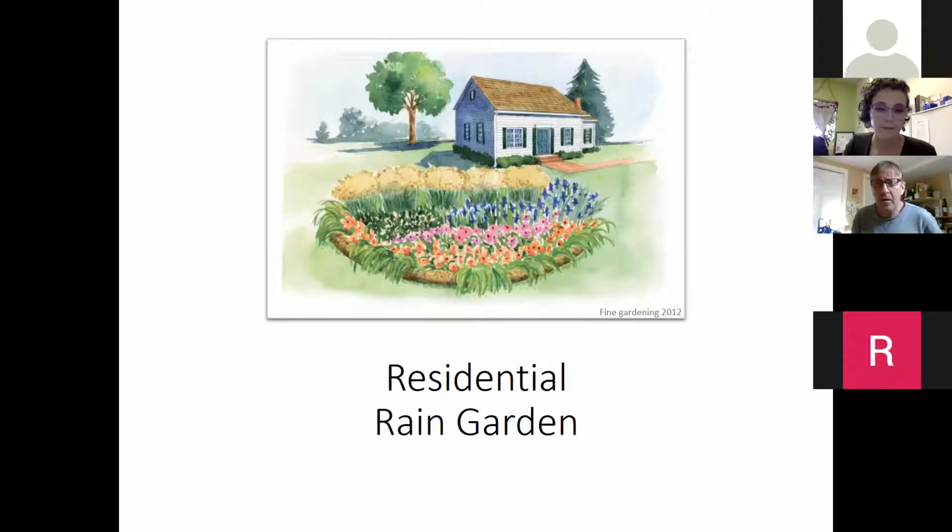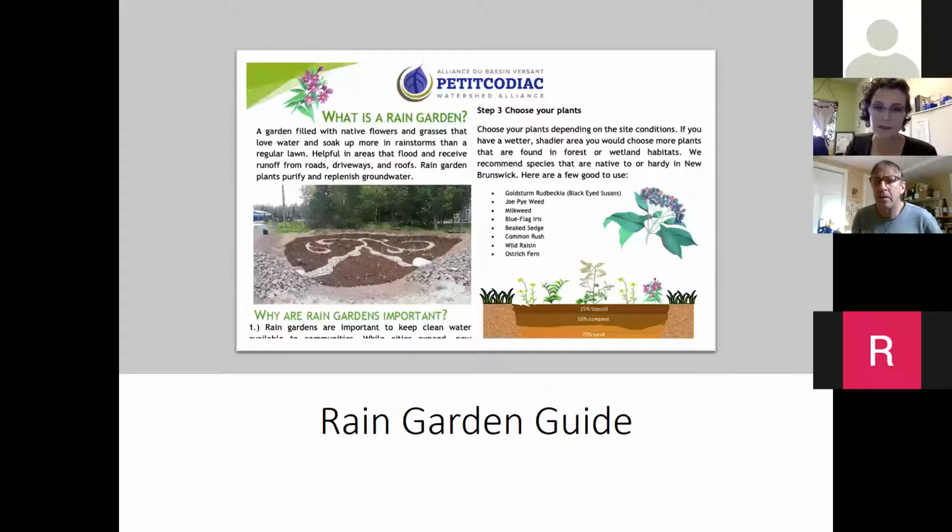On the next slide, I just have a little example of our step-by-step rain garden pamphlet that we will have on our website by the end of this week. This one was made by my colleague Natayara. It is just a beautiful summary of some of the steps you can take to make your own rain garden or include them into different rain garden projects.